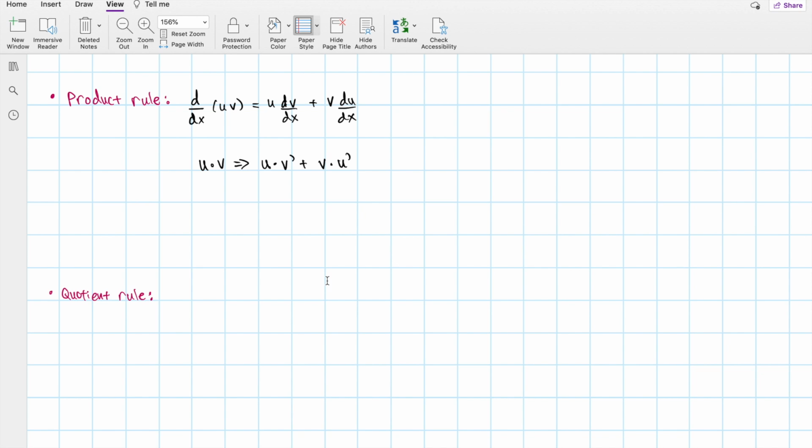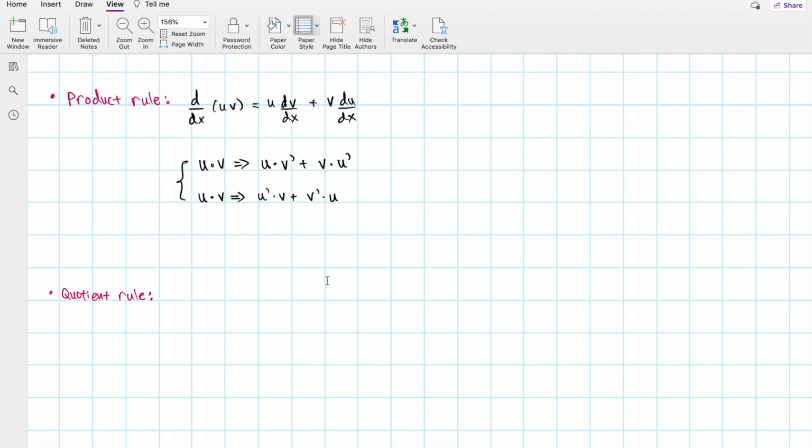Also, I want to specify that the order in which you do this does not matter. A lot of students also think that the order matters, but it really doesn't. It's multiplication and addition, which we know the order never really significantly matters, especially if everything's positive. So you could also write this as u prime times v plus v prime times u.